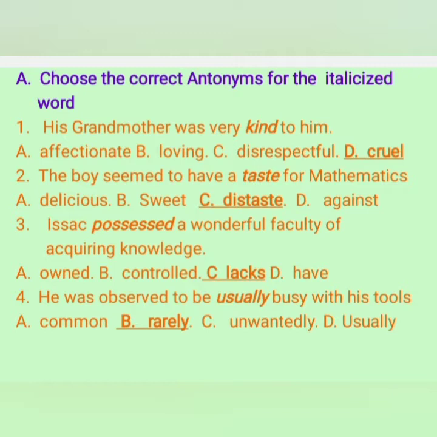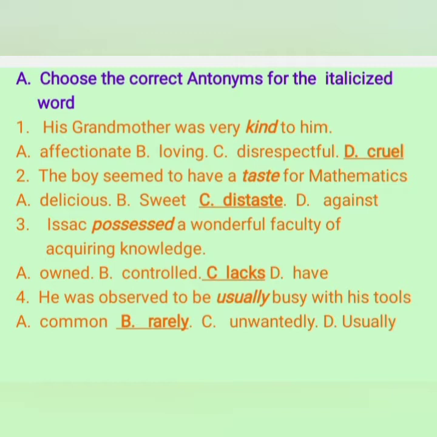Now we are going to see from section 2, that is Roman letter A, choose the correct antonyms for the italicized words. What is the first one? His grandmother was very kind to him. The options are A affectionate, B loving, C disrespectful, D cruel. The answer is cruel. The second one: the boy seemed to have a taste for mathematics. What are the options? A delicious, B sweet, C distaste, and D against.